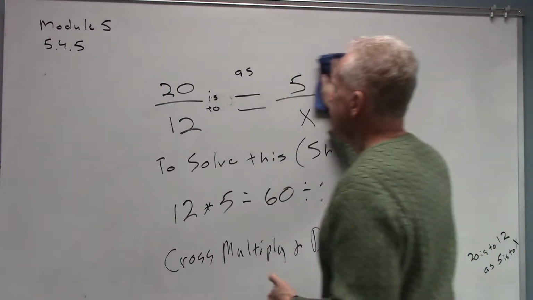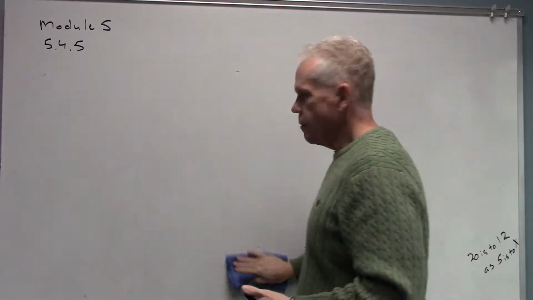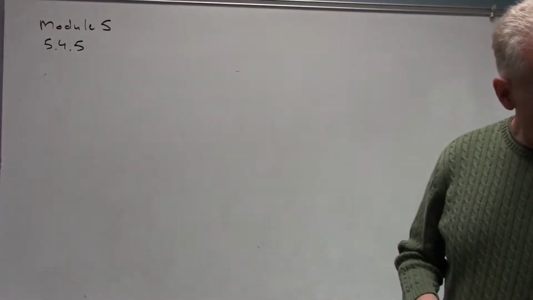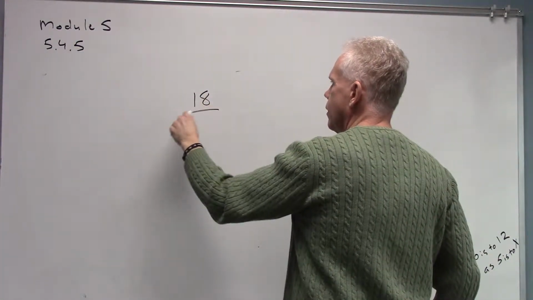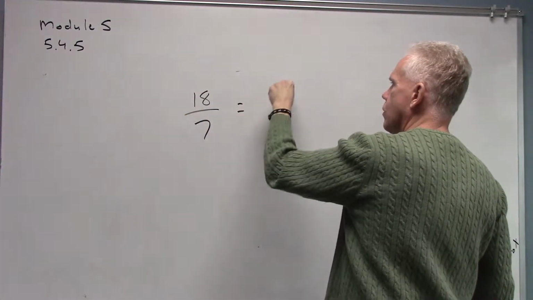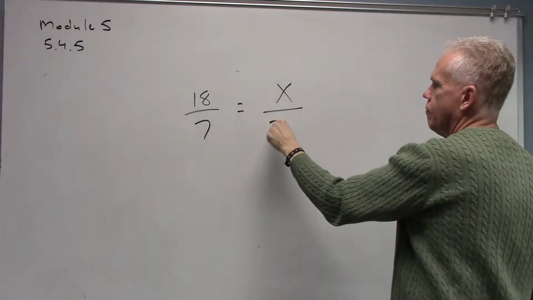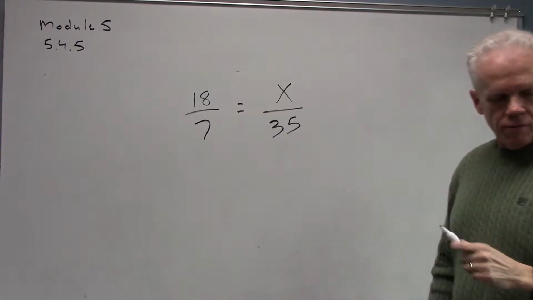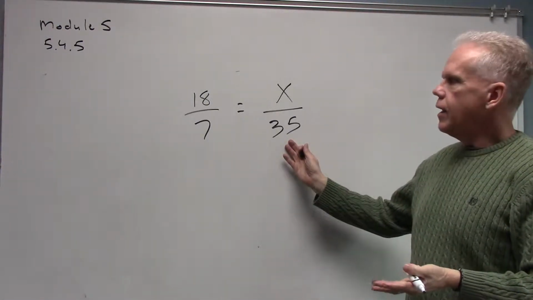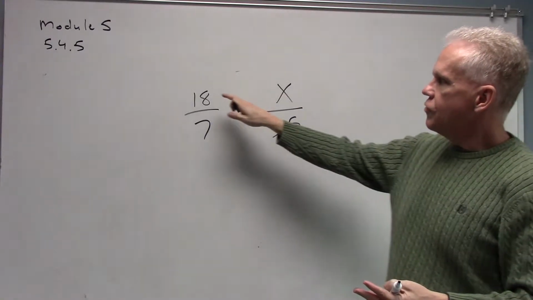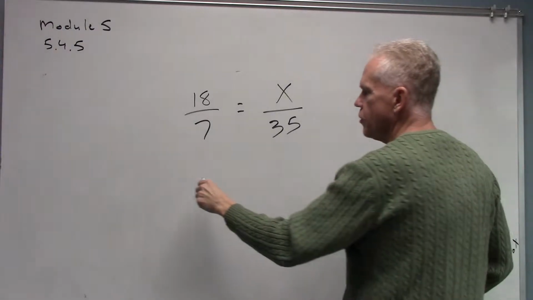Okay, let's take a look at one more problem, and I'm going to move the x to a different location this time. I'm going to have 18 over 7 equals x over 35. In the last problem, the x was down here, and this time we've moved the x up here. The x could be on either side; it doesn't really matter. So we'll cross multiply.